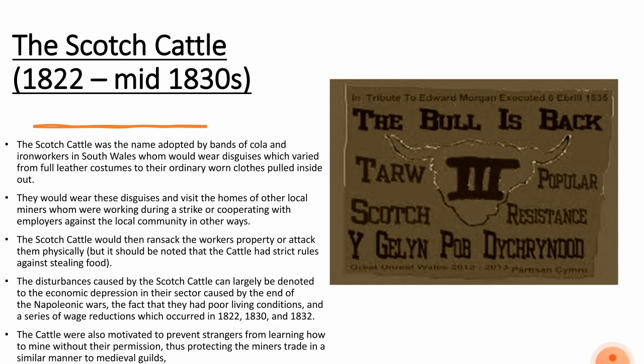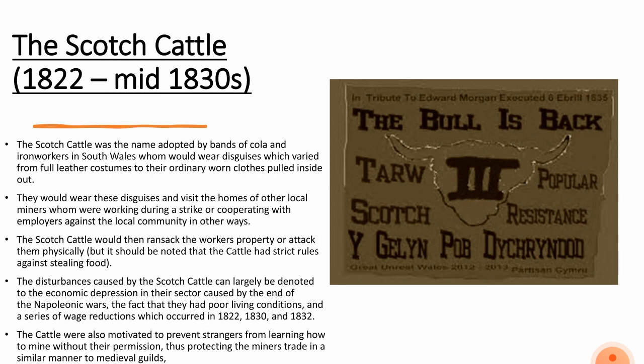So these kinds of workers are nicknamed either blacklegs or scabs by the Unionists. The Scotch Cattle would then ransack the workers' property or attack them physically, but it should be noted that the Cattle had strict rules against stealing food.